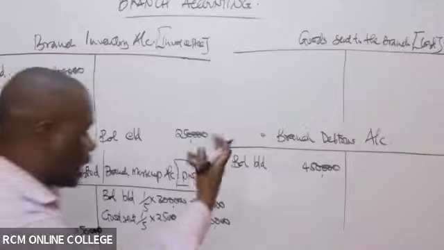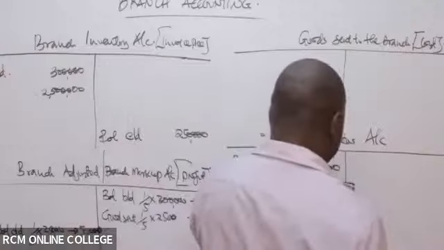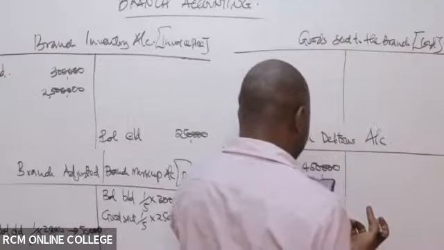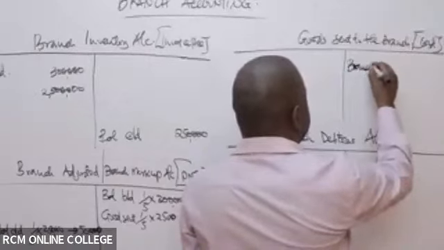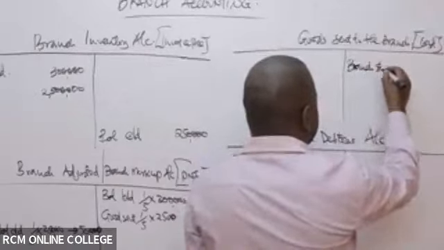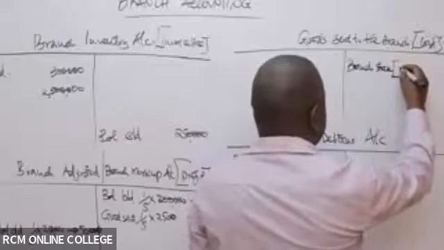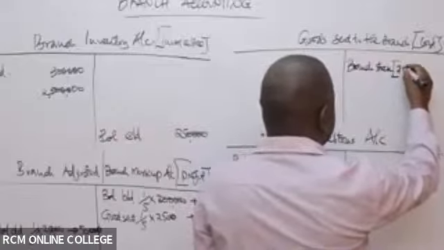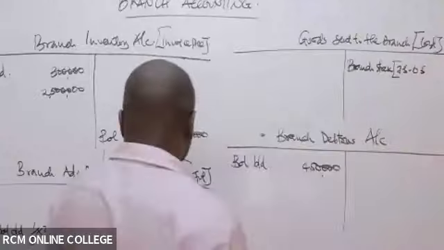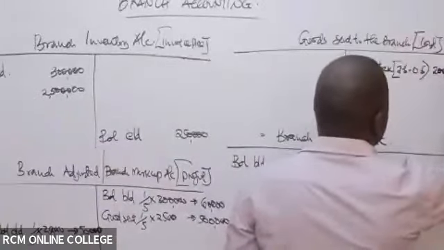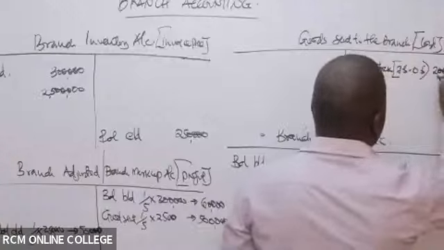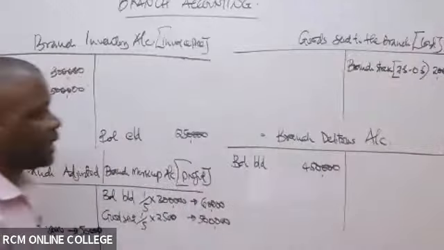So in the goods sent to the branch, you credit with that amount of 2 million. So the branch stock that was received, you can say 2.5 minus 0.5, which gives you 2 million. And of course, you would have been able to complete that entry.